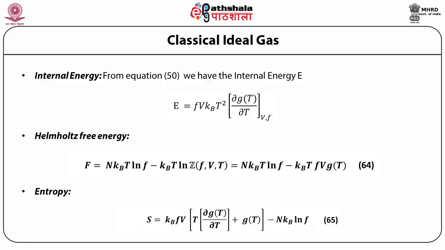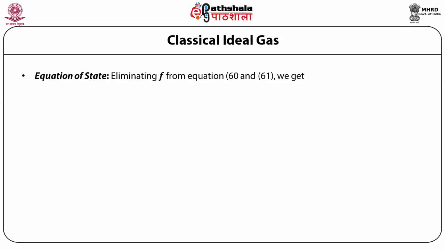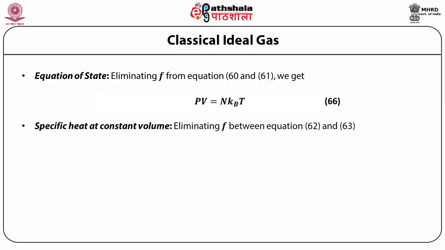Entropy S can be written as equal to Boltzmann constant multiplied by fugacity multiplied by volume whole multiplied by temperature multiplied by partial derivative of G with respect to T plus G(T) minus N kB log of fugacity. Equation of state. Eliminating fugacity from equations 60 and 61, we get PV is equal to NkBT. Also, we can get specific heat at constant volume.